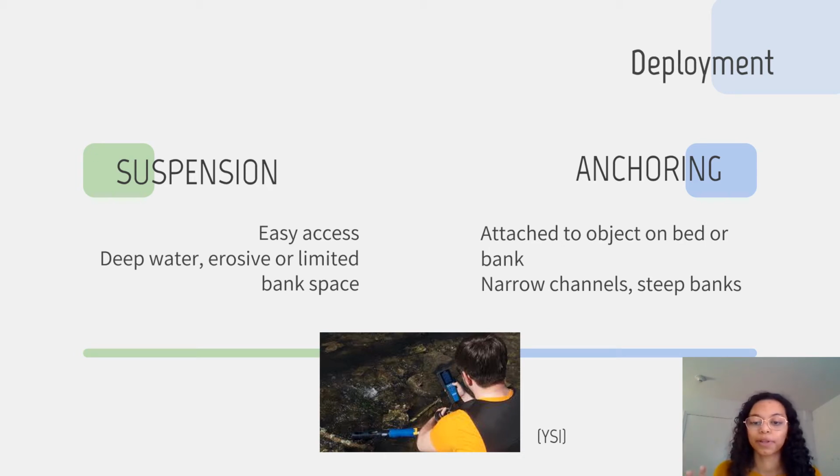The next most popular method is some form of anchoring. So the sonde is attached to something that's attached to an object on the bed of the stream or in the bank. This is good to use in locations with narrow channels or steep banks, and it's likely going to be the deployment method that we will be utilizing, by driving a signpost into the bed of the stream and attaching the sonde to that signpost. It will help keep the sonde away from the banks and in the water.